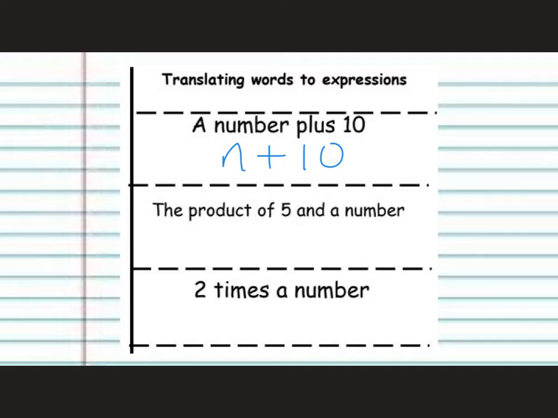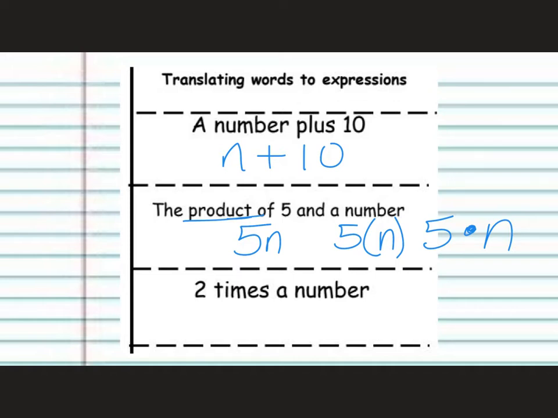For the next one, it says the product of 5 and a number. Product, if we go back, we know we're going to multiply 5 and a number. So this can look a couple of different ways. It could be 5n, it could be 5(n) in parentheses, or it could be 5 times n. So remember, there are different ways that these operations could look.